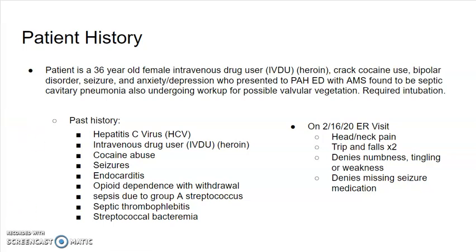So some more of her past history, she does have Hep C. She is known to use heroin and cocaine, has had endocarditis in the past, and sepsis in the past. And then on a more recent visit on February 16th, she came to the ER with head and neck pain, 2 trip and falls, and denied any kind of numbness, tingling, weakness, and denied missing her seizure medication.